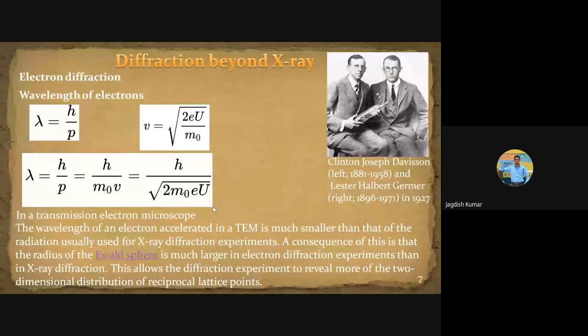I hope you have studied the Ewald sphere, the Ewald construction. So the Ewald construction is then employed. I won't be talking much about it because we have already seen that. Basically, if we have a smaller wavelength electron beam, then because of that we can get an Ewald sphere of much larger radius, and that gives us far better information regarding the reciprocal lattice.